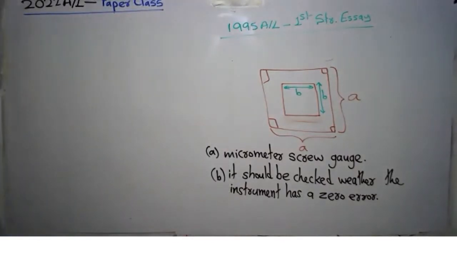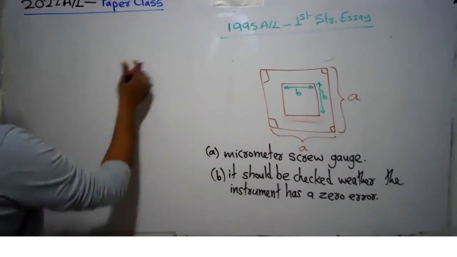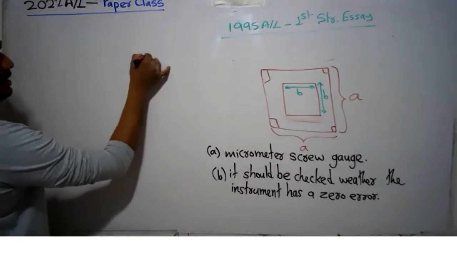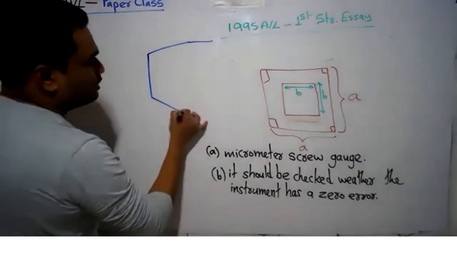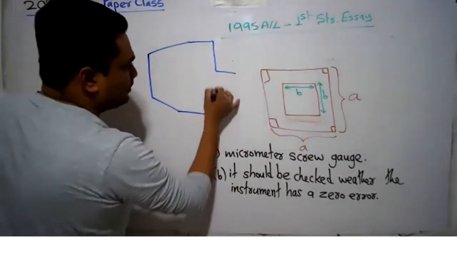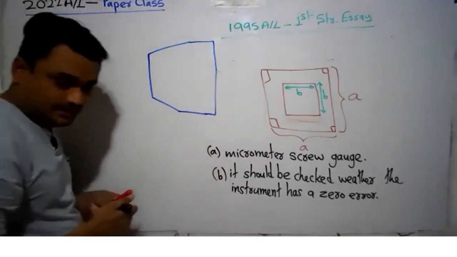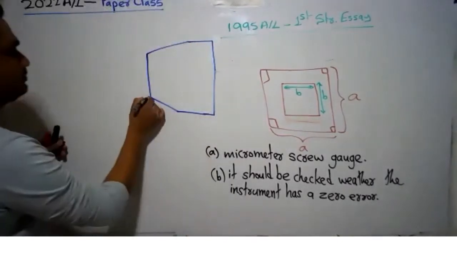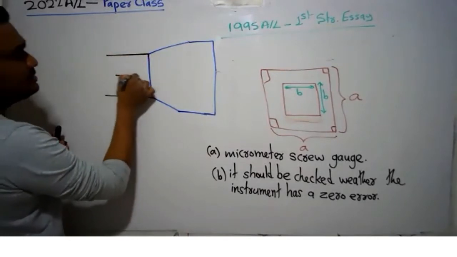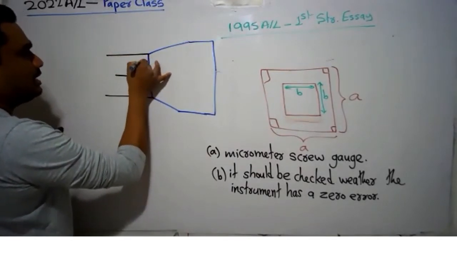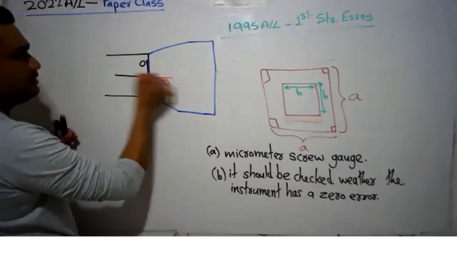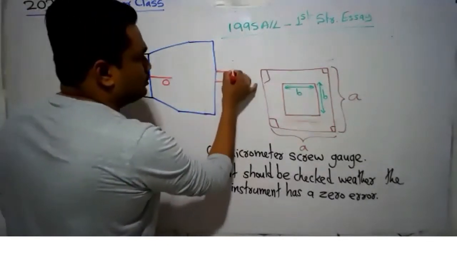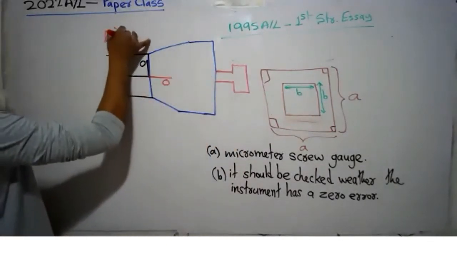So how do we check a zero error? We rotate the thimble until the spindle touches the anvil. If the instrument does not have any zero error, we will see the main scale zeroth line and the vernier circular scale zero line aligned like this. Please draw this figure as a note.